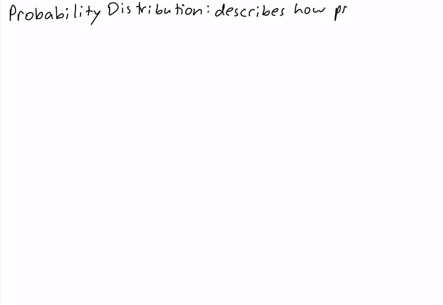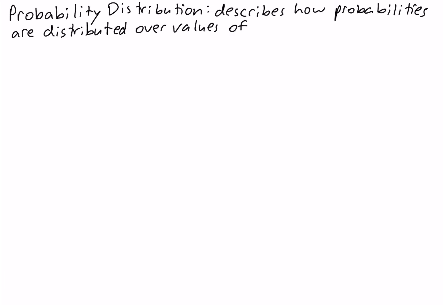A probability distribution describes, in some way, how probabilities are distributed over values of a random variable.